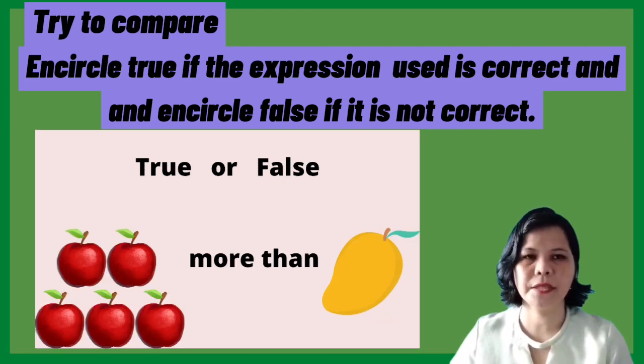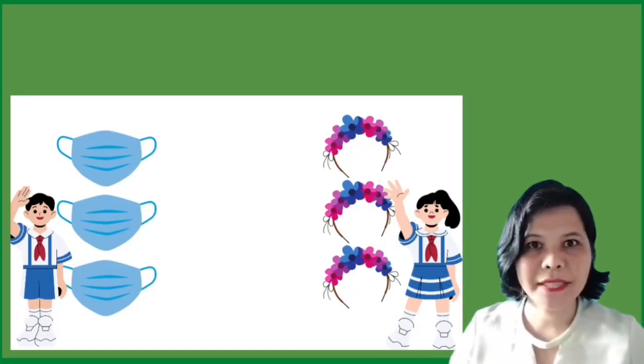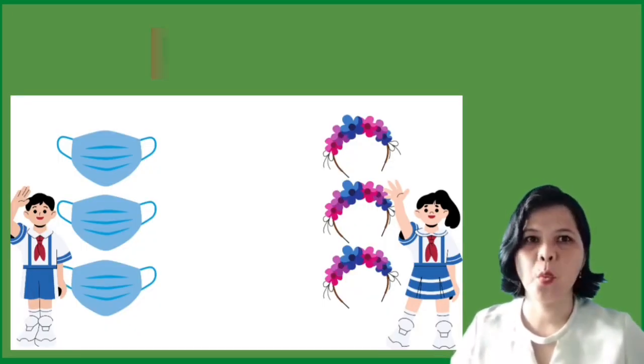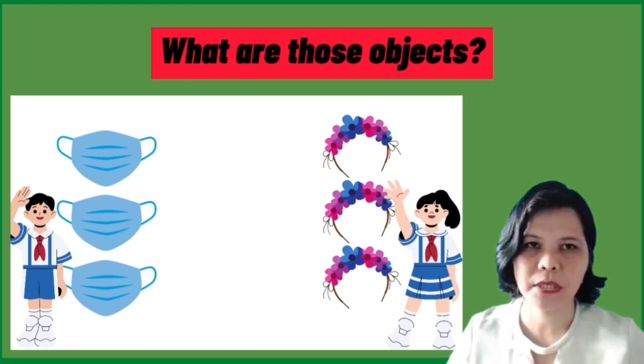The next sets of objects are apples and mango. There are 5 apples more than 1 mango. So your answer is true. Okay, very good. Now let's go back to the objects given by Father for Keisha and Keith. What are those objects? Yes, it is 3 face masks for Keith and 3 headbands for Keisha.